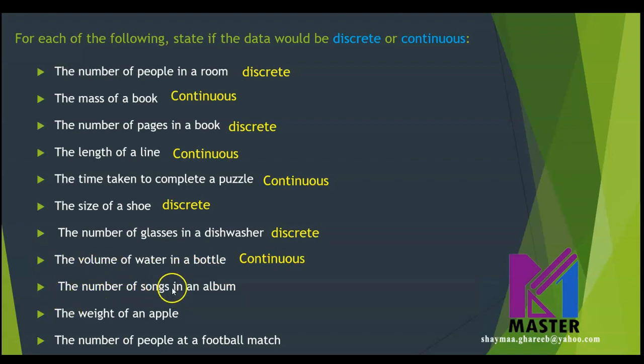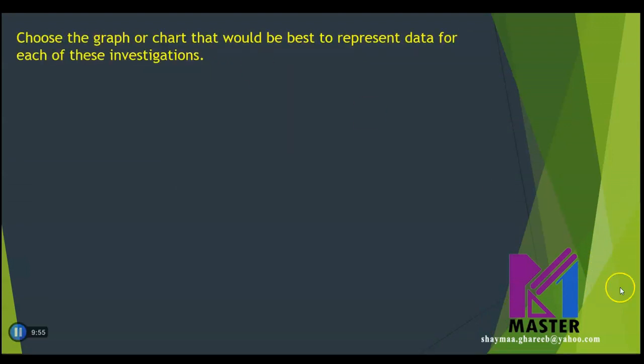The number of songs in an album, what do you think? It's discrete. The weight of an apple or the mass of an apple is continuous. The number of people at a football match, of course, it is discrete data. So now do you know the difference between discrete and continuous data? Let's see one more question.